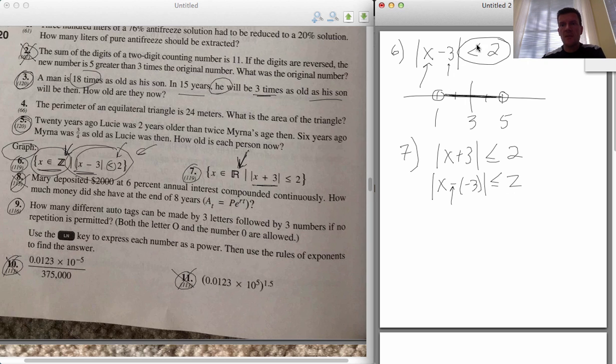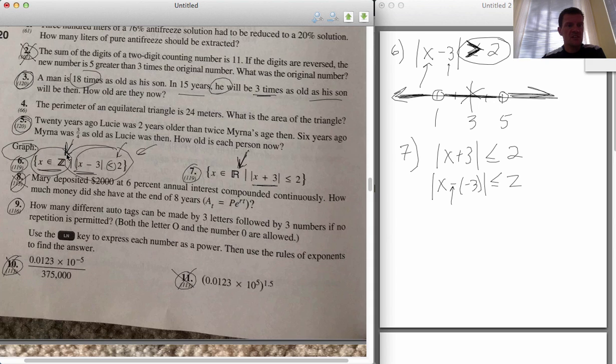Now, if I come back up here just for a second, if this had been greater than 2, guess where we would shade? We actually would shade not inside, but outside, and that means above and below. Actually, I did this incorrectly. If Z here represents integers, I actually should be only shading the actual integers, putting points on those integers and not shading it in.